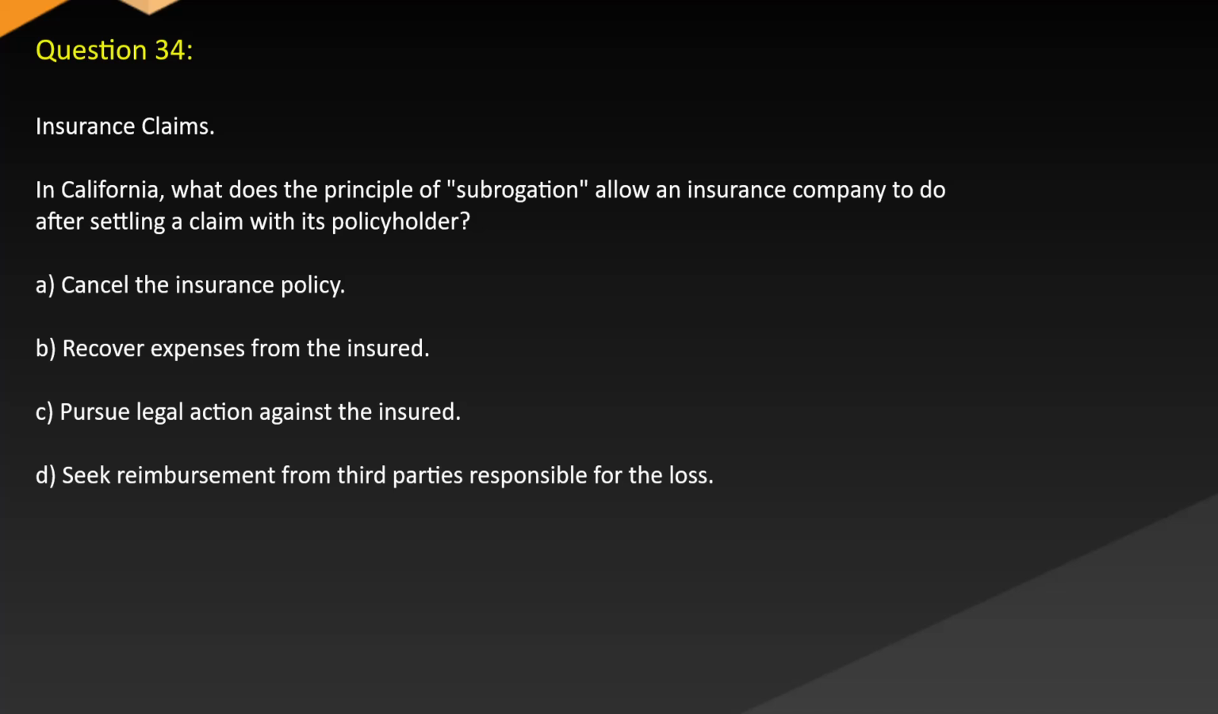Question 34. Insurance claims. In California, what does the principle of subrogation allow an insurance company to do after settling a claim with its policyholder? A. Cancel the insurance policy. B. Recover expenses from the insured. C. Pursue legal action against the insured. D. Seek reimbursement from third parties responsible for the loss.